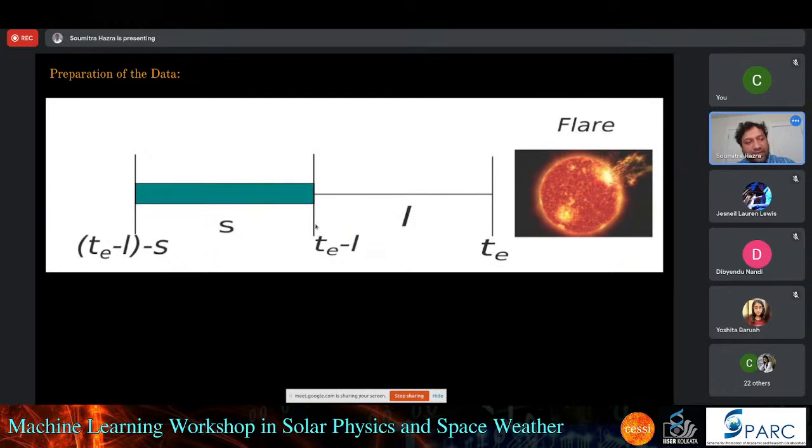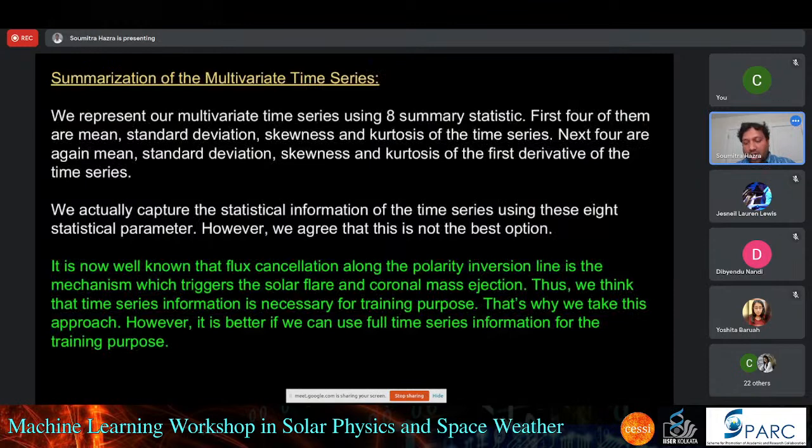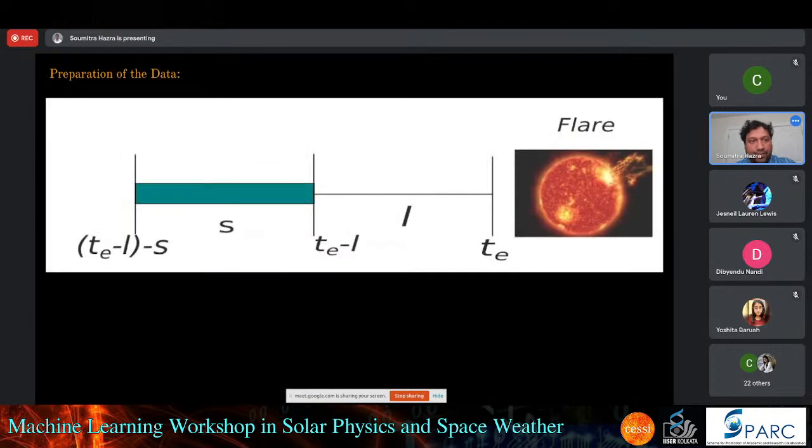And that is basically because most of the previous theoretical studies suggest that the time evolution of magnetic parameters is the major factor for solar flares. So we think it is better to train the computer by using the time evolution. So now, how will we use this time evolution part for the purpose of training?